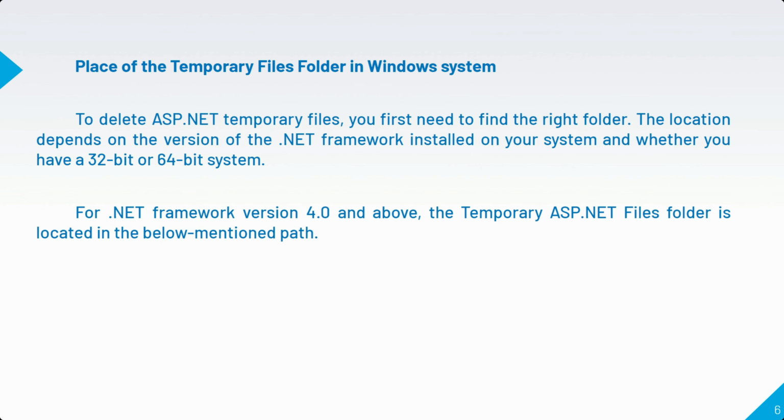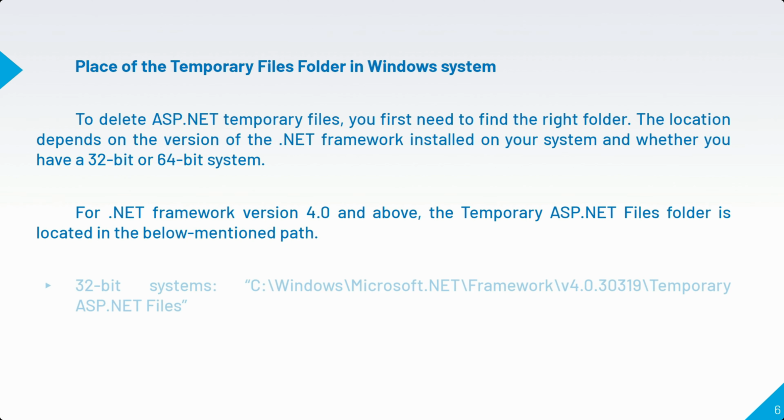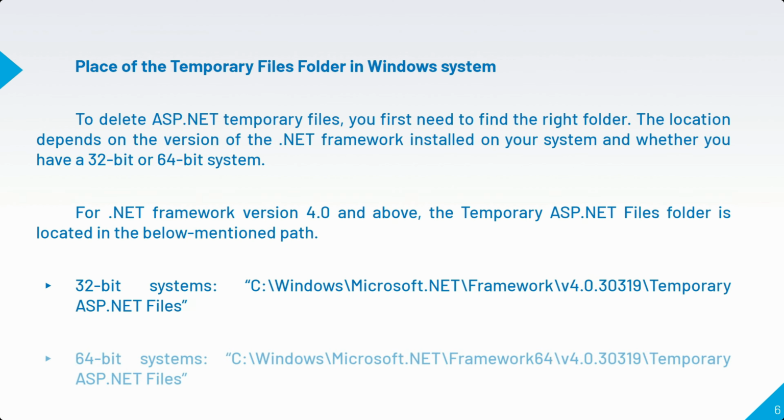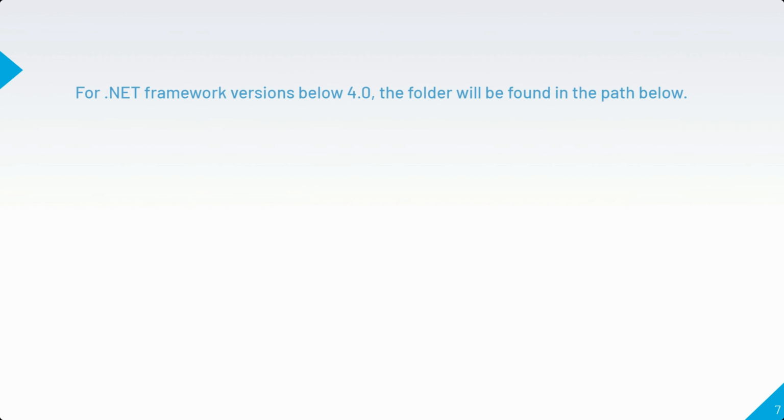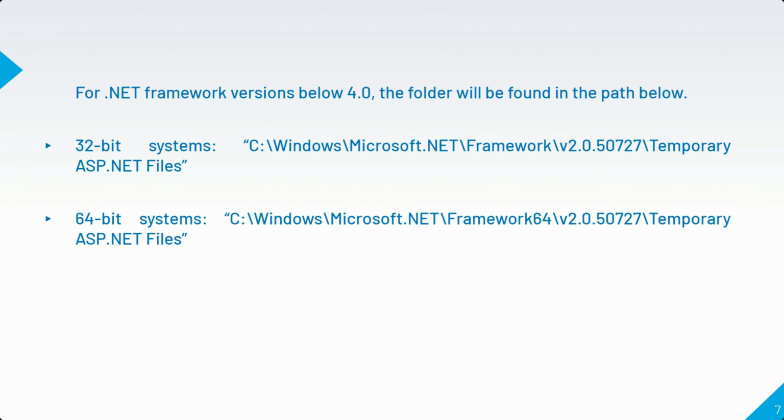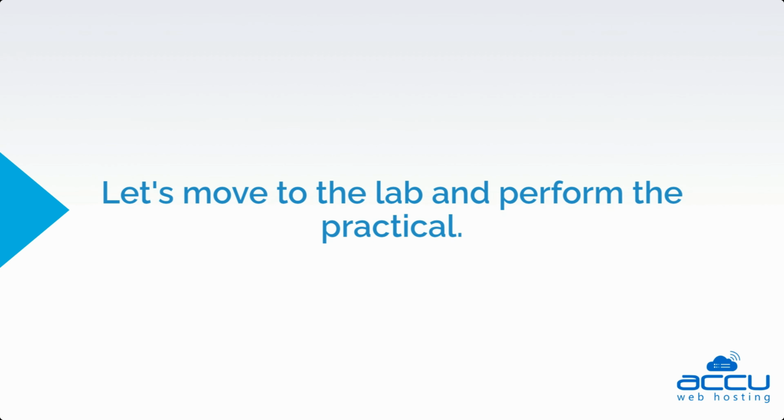For .NET Framework version 4.0 and above, the temporary ASP.NET Files folder is located in the below-mentioned path. For .NET Framework versions below 4.0, the folder will be found in the path below. Let's move to the lab and perform the practical.